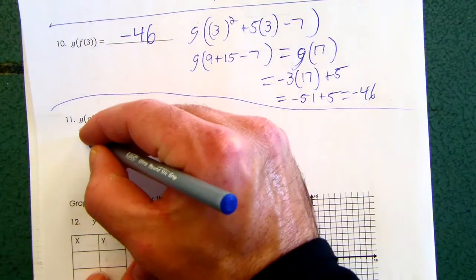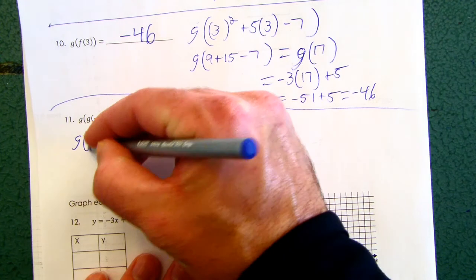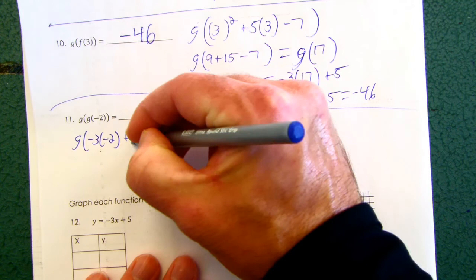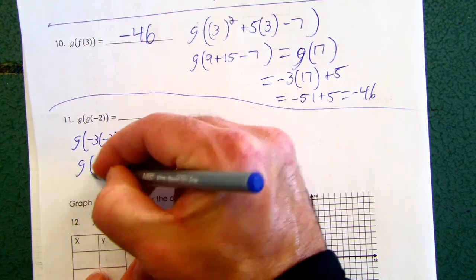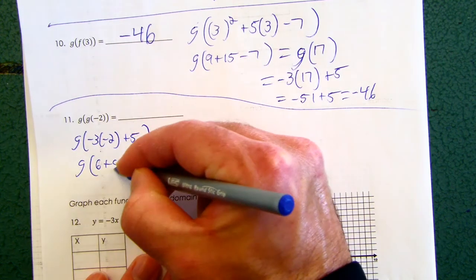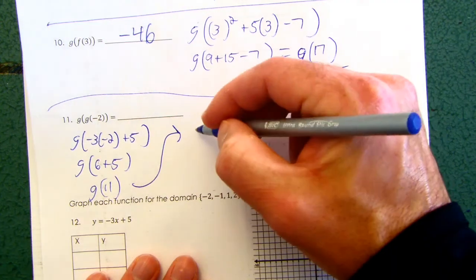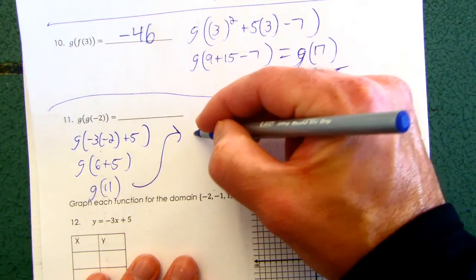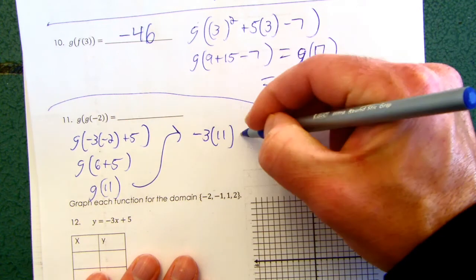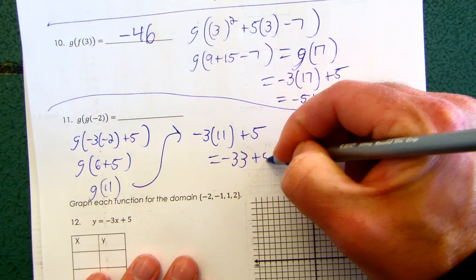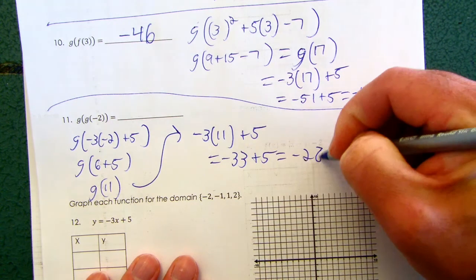Next up, we got g of negative 2. So g of negative 2 is negative 3 times negative 2 plus 5. So that's going to be g of 6 plus 5. So g of 11. So that's my new job here. So g of 11 is going to be negative 3 times 11 plus 5. So negative 33 plus 5 is negative 28.